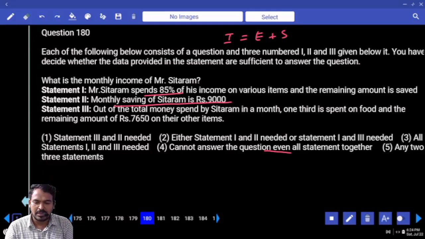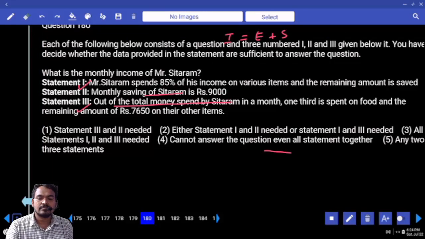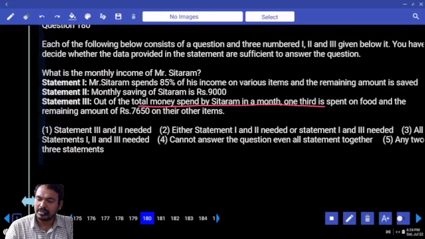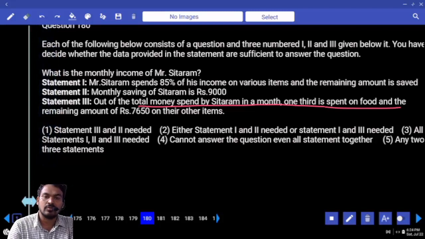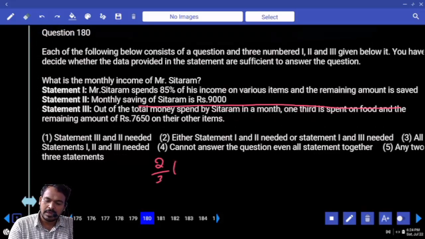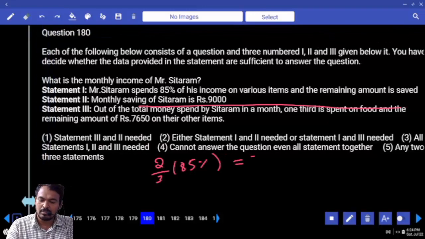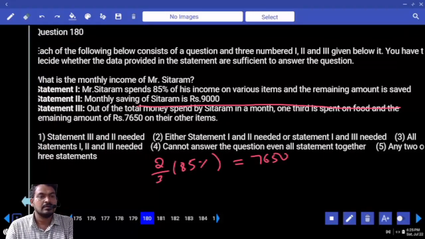Out of the total money spent by Sita Ram in a month, 1/3 is spent on food and the remaining amount of 7650 on other items. From 1 and 3 also we get the answer. Yes. Out of the total money spent, 1/3 is spent on which one? Food. What is the remaining? 2/3. 2/3 of which one? 85%. 2/3 of 85% equals how many rupees? 7650. Then we get the 100% value.